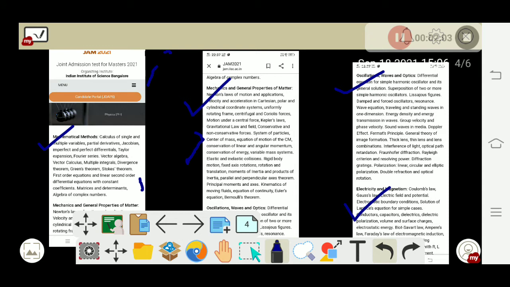So if I need to emphasize what is important and what is not, I'm telling you from mathematical physics, vector algebra is very important. Okay, we'll get questions from vector algebra. So this portion is very important. Vector algebra, vector calculus, multiple integrals, the theorems, followed by differential equations and matrix. These three portions are very important.